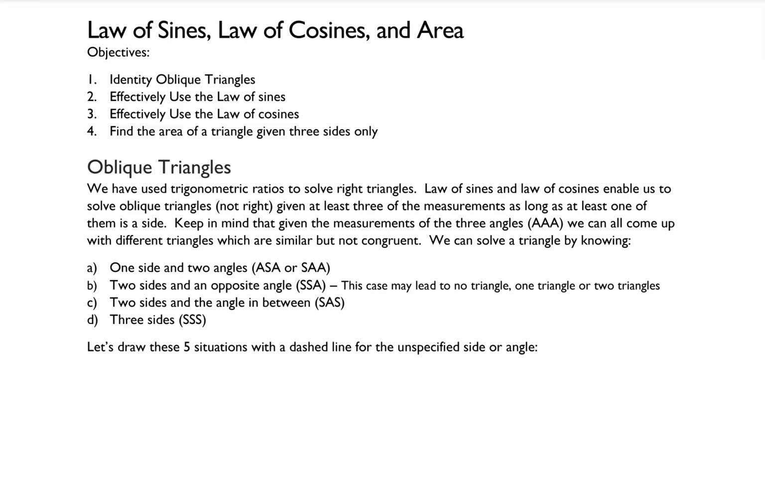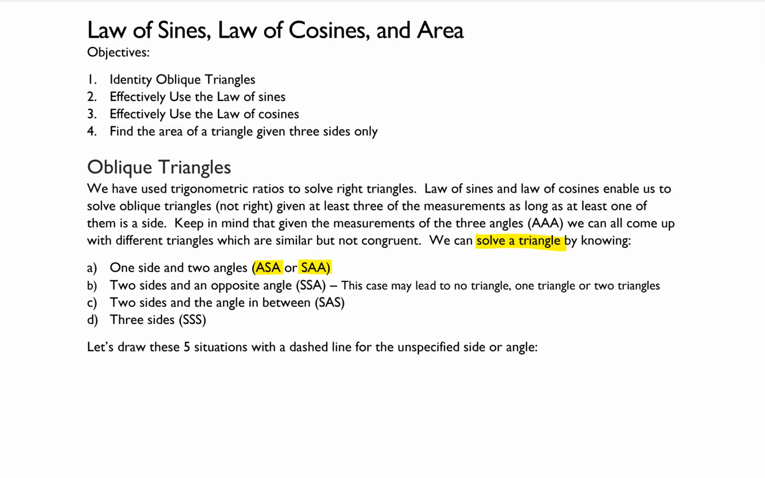triangles, given at least 3 of the measurements as long as at least one of them is a side. Keep in mind that given the measurements of the 3 angles, we can come up with different triangles which are similar but not congruent. We can solve a triangle by knowing the following things. And remember, solving a triangle means finding all of the angles and all of the side lengths. So we can do that if we're given one side and 2 angles. We're either going to call this angle side angle or side angle angle.